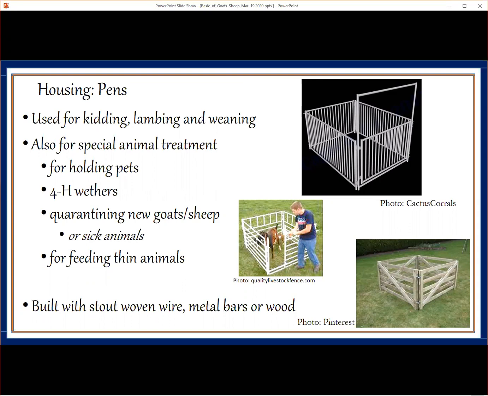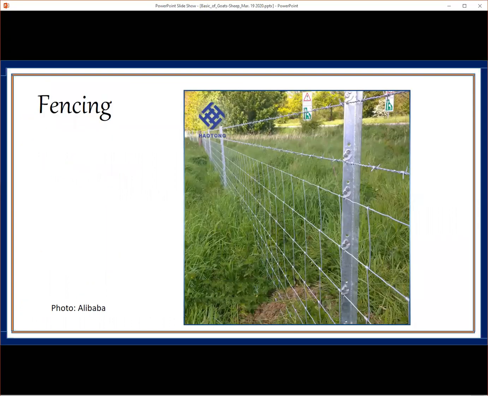And that's it about housing because of the time that is allowed. Let's talk about fencing.